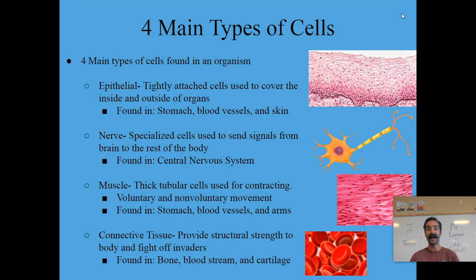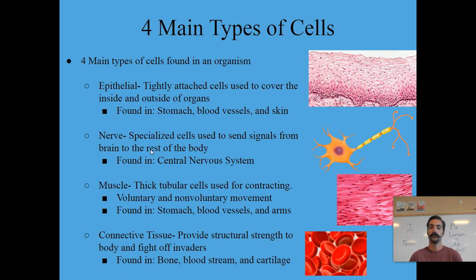These are tightly packed cells that are covering the inside and outside of your organs. So these are epithelial cells right here. This is a slide of what your actual cells look like. You have tightly attached cells used to cover the inside and outside of organs. These are found in your stomach, blood vessels, and your skin. So this is actually your skin right here. You can even see, if you look at all those little black dots right there, that is actually the nucleus of those cells. So you can actually see those in a microscope. They're pretty large, so you can actually look at it.